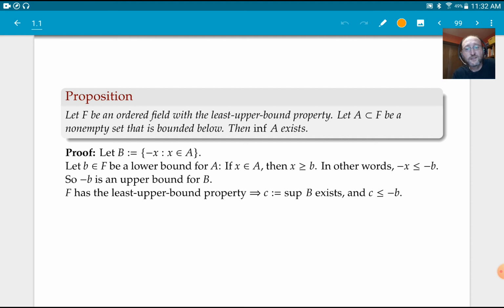Now, F has the least upper bound property, so there exists a supremum for B. B is bounded above, it has an upper bound, therefore there exists a least upper bound. Let's call it C. It is an upper bound, but it's also the least upper bound, so it's definitely less than or equal to minus B, which was an upper bound for B.